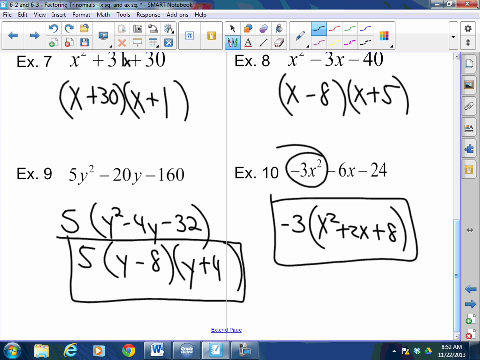Now, if this would have been a negative 2 here, then it would have been positive 2 and negative 4. And that would have had to have been a negative as well, right? See what I'm saying? Okay.